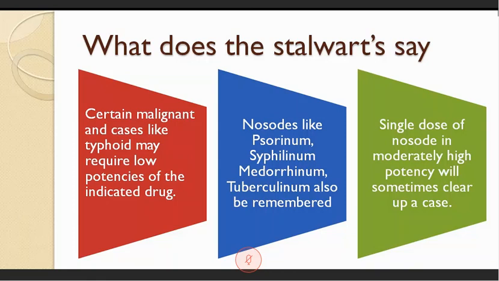This has happened a lot of times in my clinic when I'm treating acute diseases, where the patient is responding well, but not to the complete mark. When that happens, we can think of nosodes, if it fits the case: Psorinum, Syphilinum, Medorrhinum, Tuberculinum.